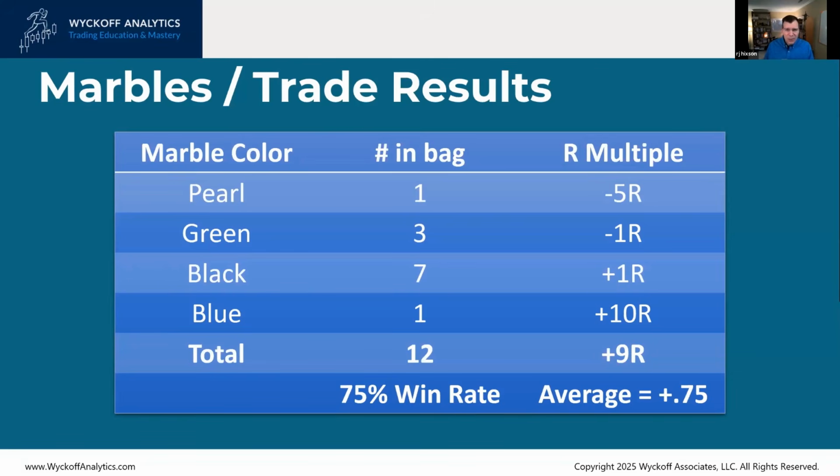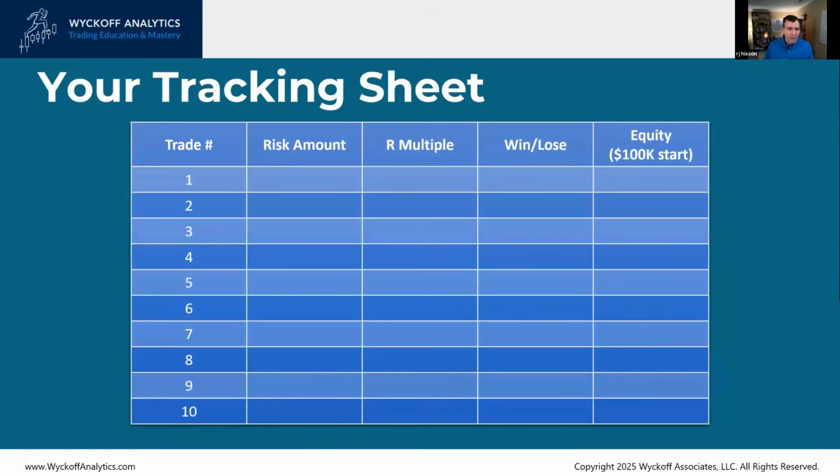In any case, this is what we're going to be trading today for 10 trades. Now, to set up your tracking sheet, you'll need 4 columns or 5. So trade, there's going to be 1 through 10. The risk amount that you're going to be putting on the trade, the R multiple, basically the marble that I pull out of the bowl. And then if that translates into a win or loss for you, and then you adjust your equity based on that win or loss. So again, you're starting off with $100,000.